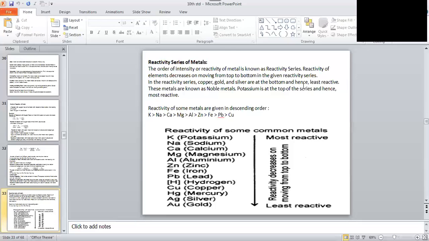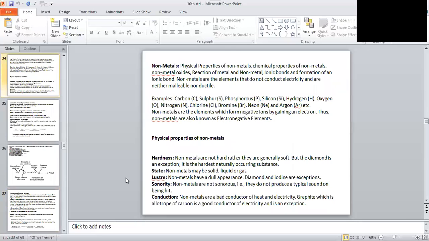Then potassium is at the top and hence it is the most reactive. So this is the order and this is given in tabular form, that is the reactivity series. The first metal is the most reactive and the last metal in the series is the least reactive. So that is about the order of reactivity of metals.